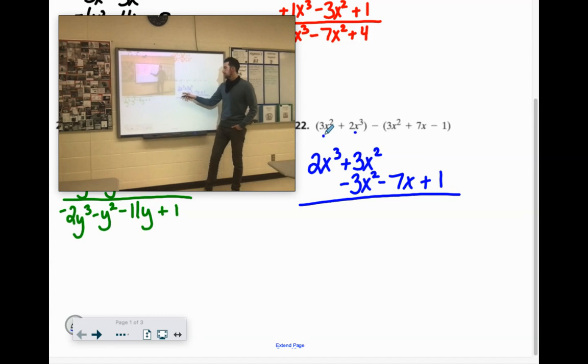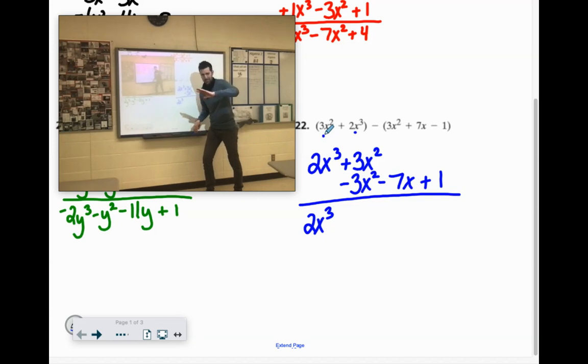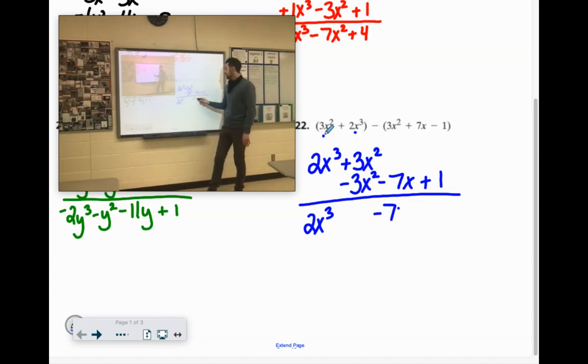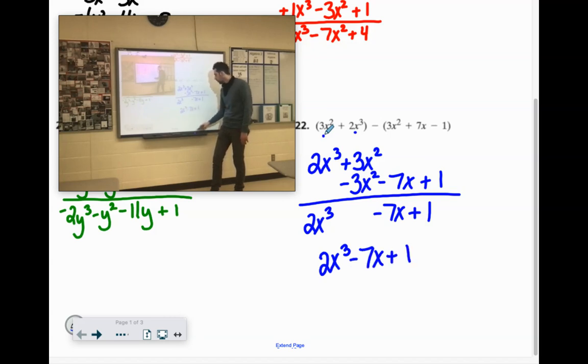So check this out. We'll bring down our 2x to the third power. For the x squareds, we have positive 3 minus 3. Those cancel each other out. So there won't be any x squareds. So you could write plus 0x squared, but then you're going to have to rewrite it without it. So I'd say just skip writing that. We have the negative 7x and the plus 1. I'm just going to mush these together. 2x to the third minus 7x plus 1.